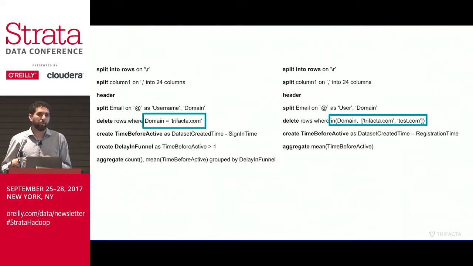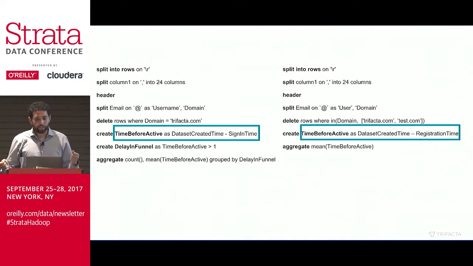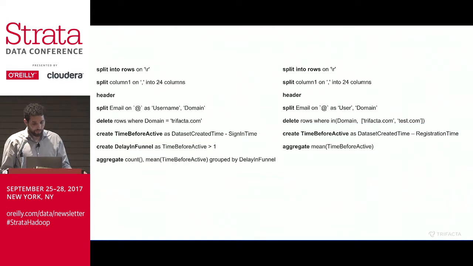Someone else at Trifacta maybe filtered out Trifacta and people using test.com as a domain. When you create metrics, you might get little differences here, for instance, sign-in time versus registration time, and so on. So you can see, if you're not effectively communicating what's been done before, you start accumulating these inconsistencies, this debt, and wasted effort as well.